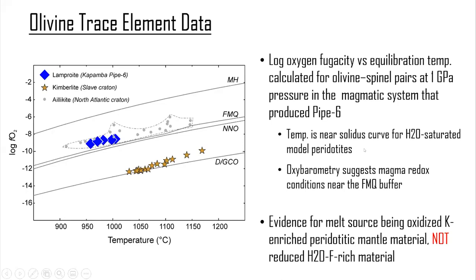This also is evidence to suggest that the source for these melts is an enriched, K-metasomatized peridotitic mantle material and not reduced, fluorine- and water-rich material.